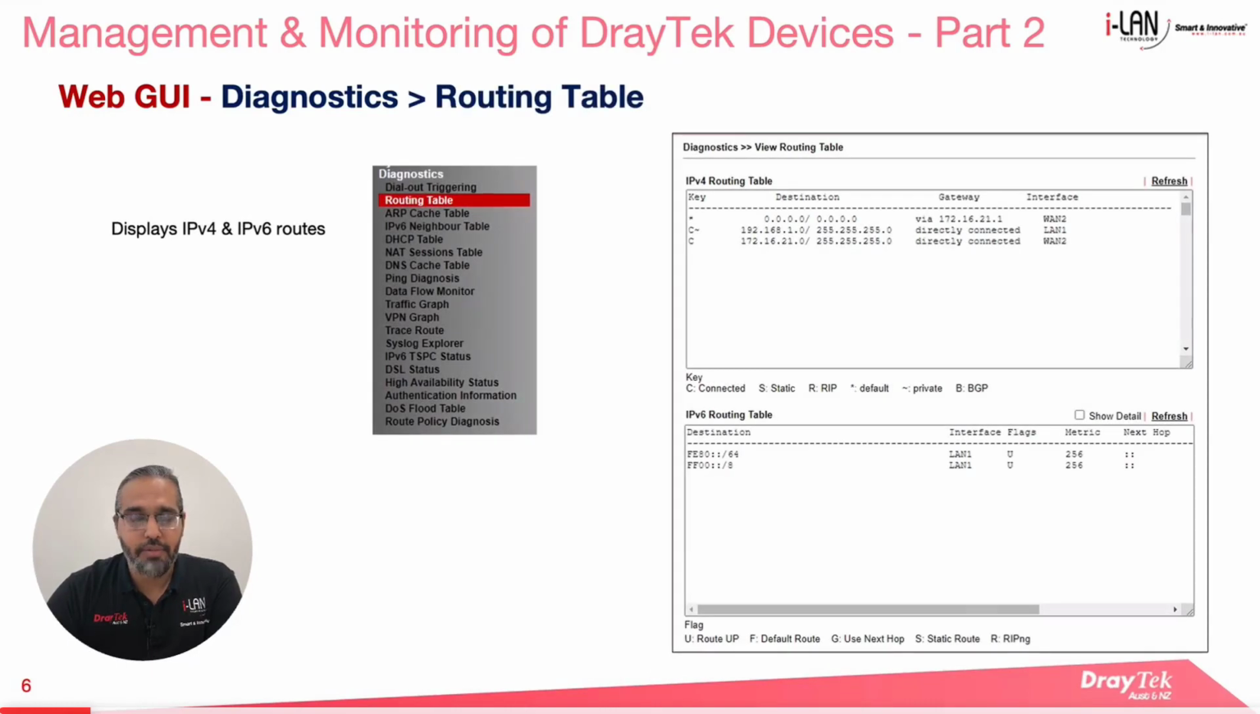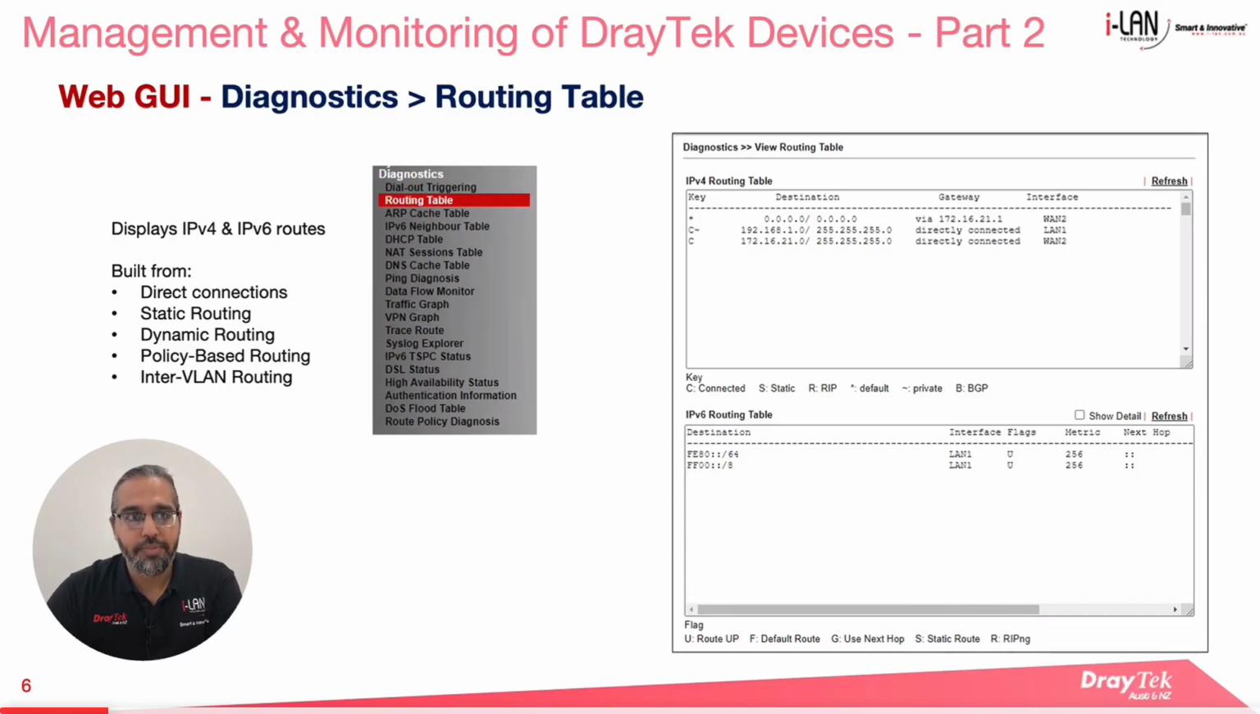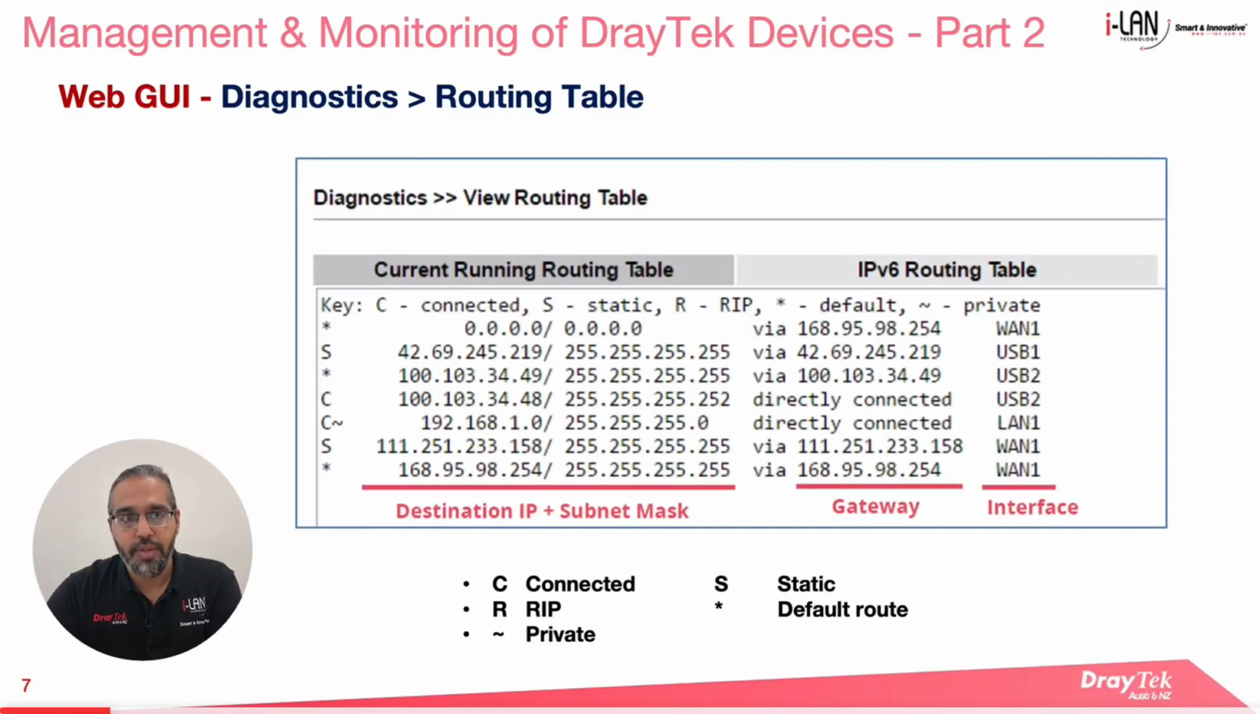Next menu option is Routing Table. This page displays the IPv4 and IPv6 routes. The routing table is built up from direct connections, static route entries, and dynamic routing by using the RIP version 2 protocol. Policy-based routing will also add entries to the routing table, as well as inter-VLAN routing if enabled. There are a number of components in the routing table. The 3 components shown here are the destination IP plus subnet mask, gateway, and interface.